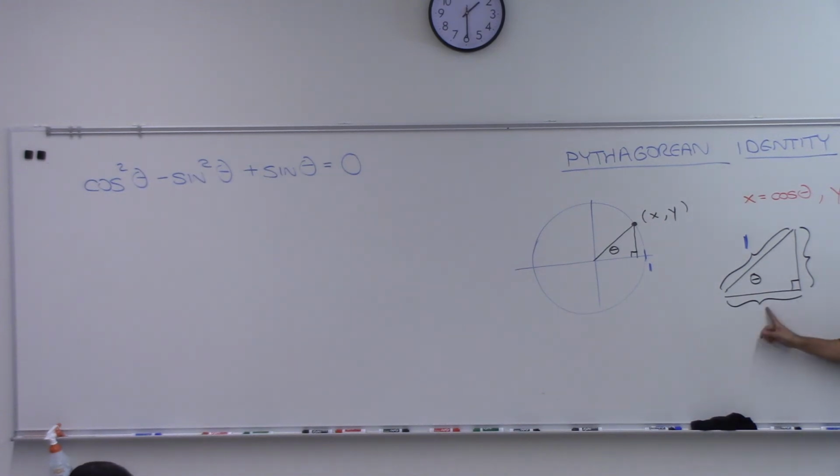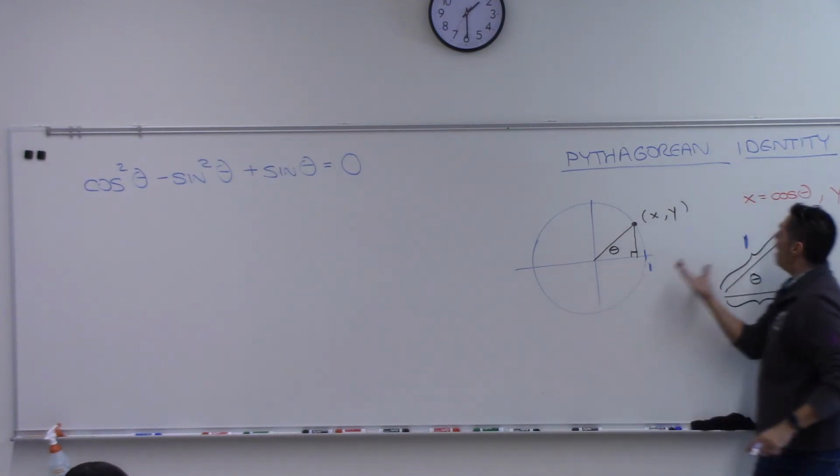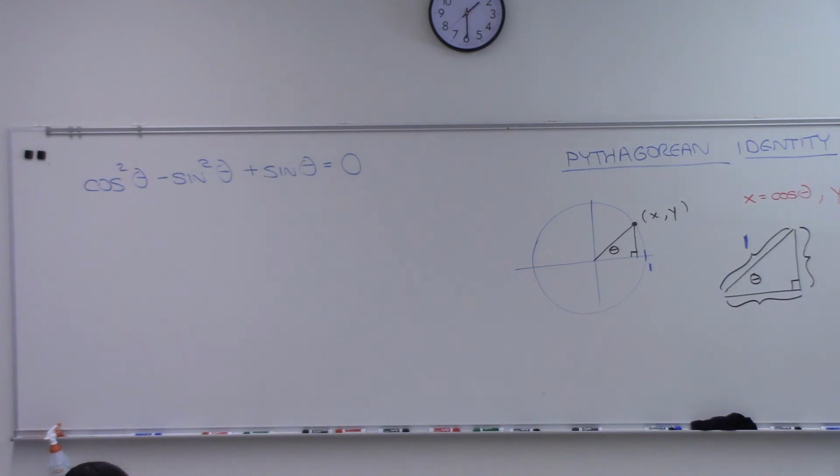Further, this side is just the x coordinate, isn't it? From here to here is whatever that x value is. And what is that for us here? Cosine theta, right? This is cosine of theta. And what's the y coordinate? Sine theta, right? And now, we all know about the relationship on a right triangle between these sides, right? A squared plus b squared is c squared.